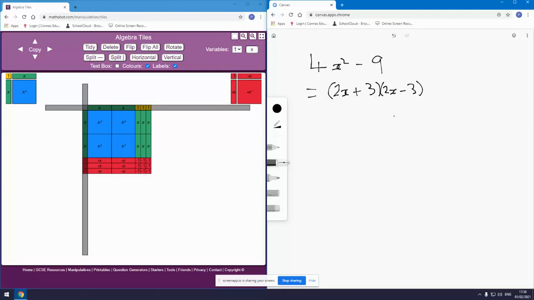So that is my short video on using algebra tiles to support sense making of factorization of a quadratic using difference of 2 squares.